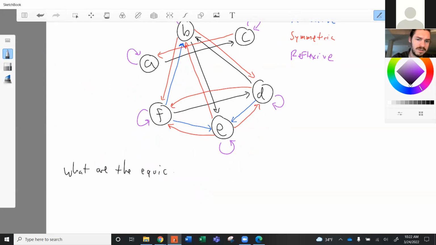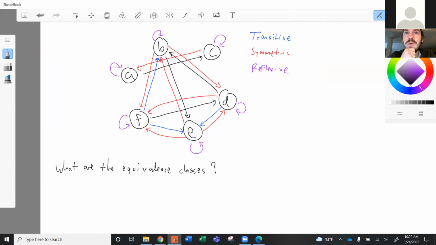Somebody write down an equivalence class for this relation. See if you can figure out what those are going to be. How many distinct equivalence classes are there? What you want to do is go around looking for the subsets of our domain that are connected to each other, basically like the connected components of the graph.